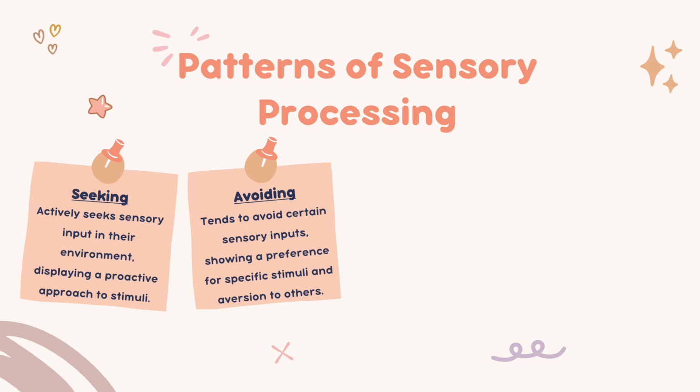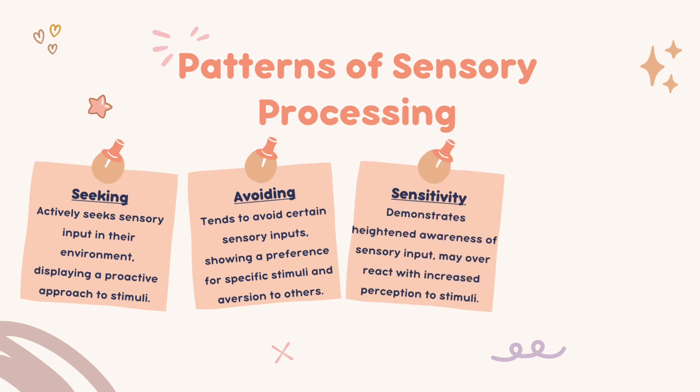The next pattern is avoiding, which is when an individual tends to avoid certain sensory inputs by showing a preference to specific stimuli, but then a strong avoidance of others. So for example, you may have a student who, when a classroom or the environment they're in gets too loud for them, may try to remove themselves or run out of the classroom to completely avoid that noise.